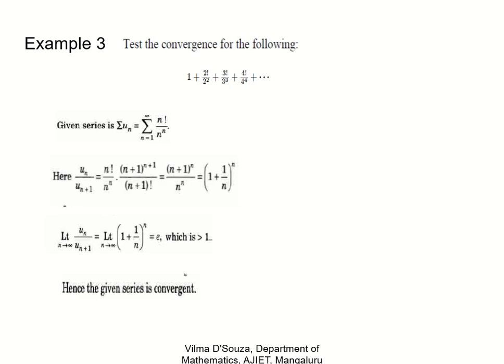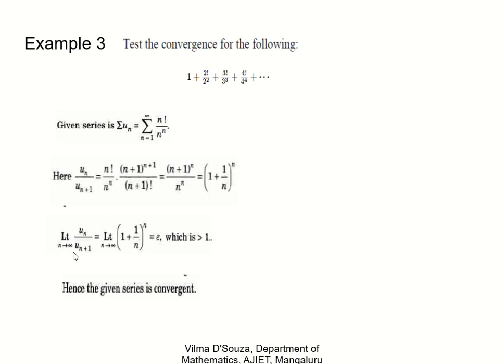You have one more problem here. Test the convergence for the following: 1 plus 2 factorial by 2 square plus 3 factorial by 3 cube plus 4 factorial by 4 to the power 4. By seeing the series, you need to write down the nth term. 2 factorial, 3 factorial, 4 factorial. So what will be your numerator? n factorial. And the denominator is 2 square, 3 cube, 4 to the power 4. The denominator will be n to the power n.